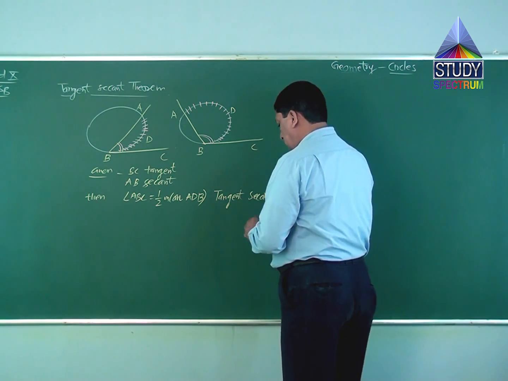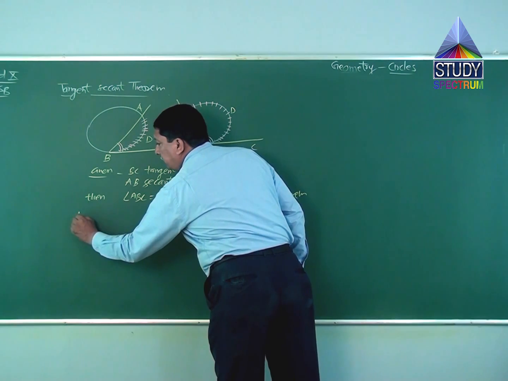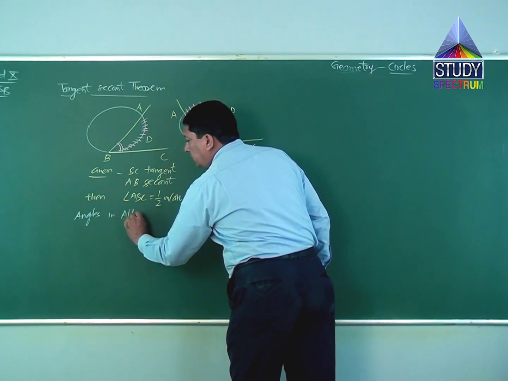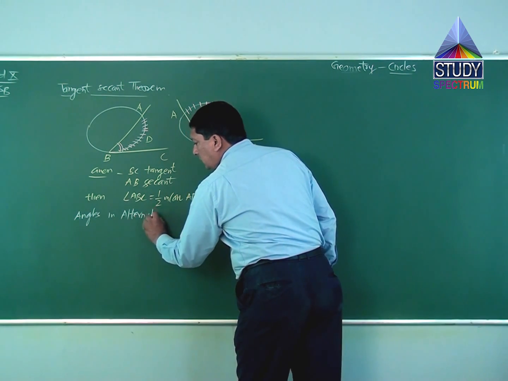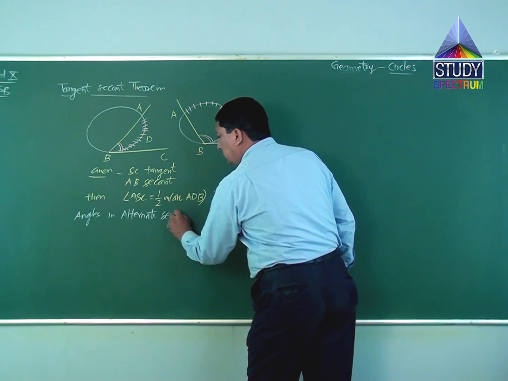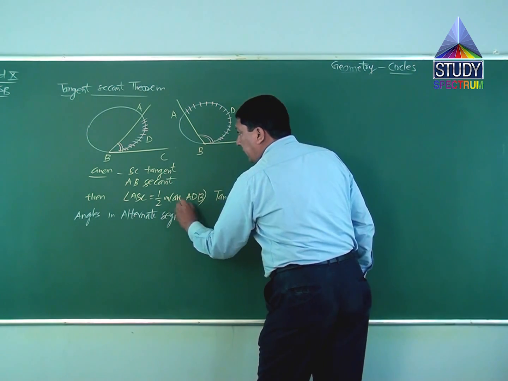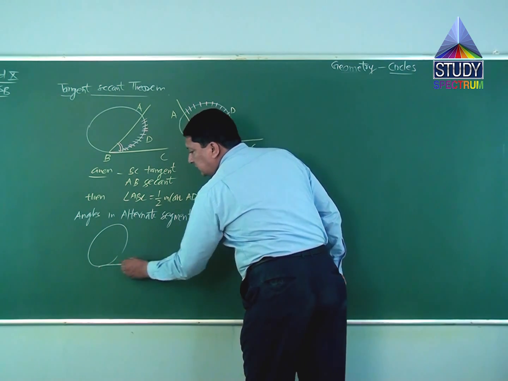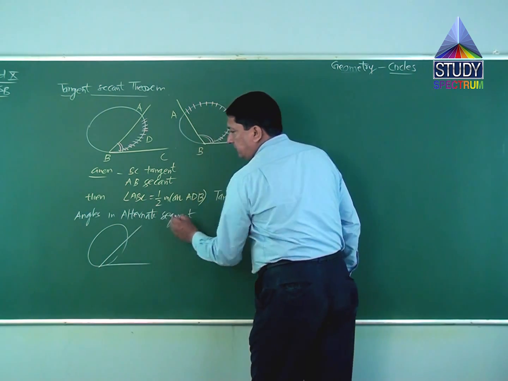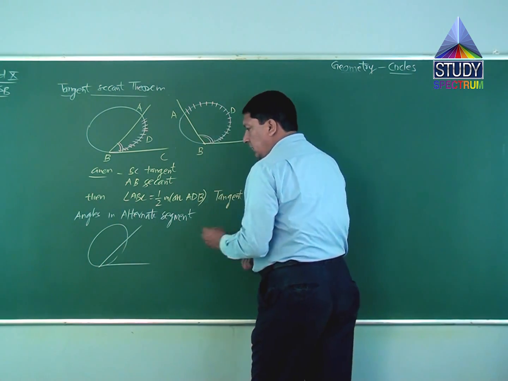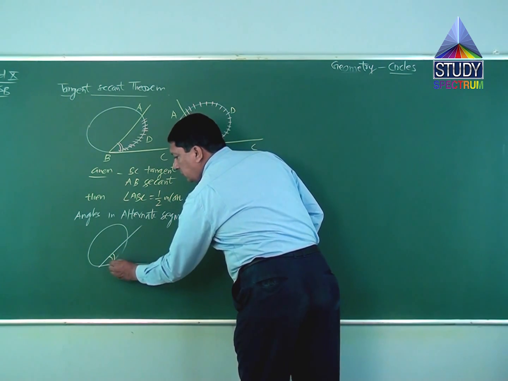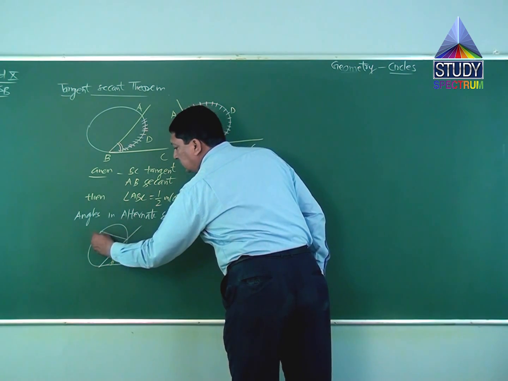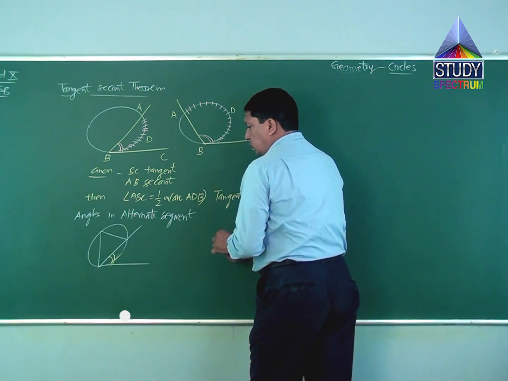The next one, angles in alternate segment theorem. This is the next theorem. As per this theorem, in a circle with a tangent and a secant, the angle which is formed is equal to the angle formed in the alternate segment. As you can make out, these two angles will be equal.